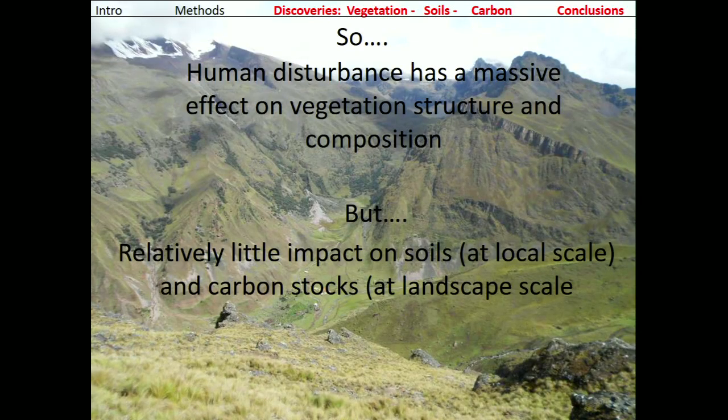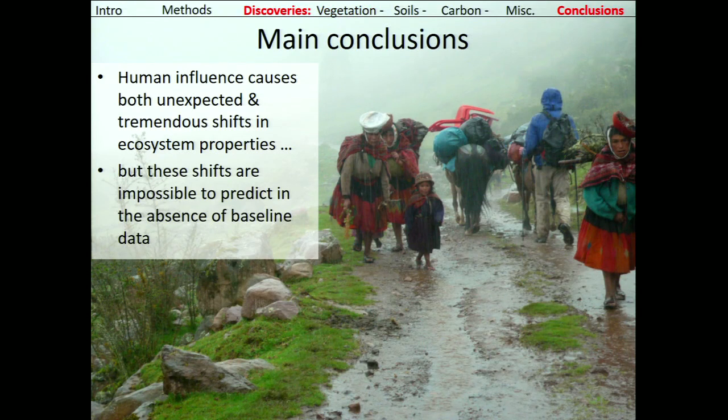Which leads us on to the conclusion that, of course, human disturbance is causing a massive effect on vegetation, but actually a relatively little impact on soils, at least at the local scale, and on carbon stocks at the landscape scale. Which leads me on to say that, of course, human influence is causing these massive effects, but it's also causing unexpected effects, such as in the carbon stocks and in the soils. And these shifts are basically impossible to predict without getting some baseline data, which is why I'd thoroughly caution against any studies attempting to assess human impact without using baseline data.